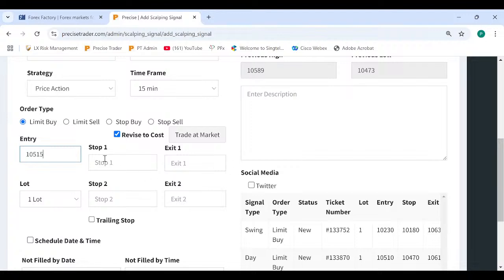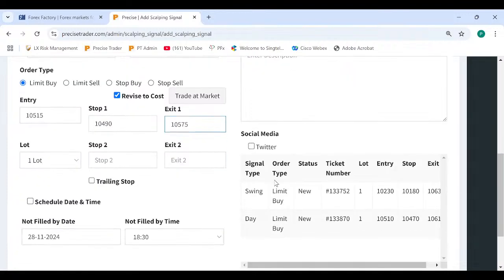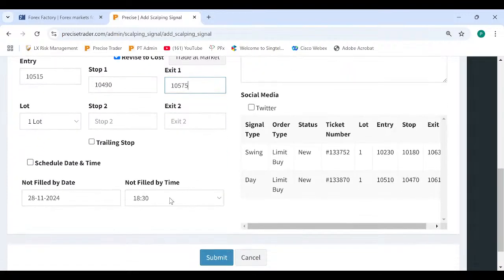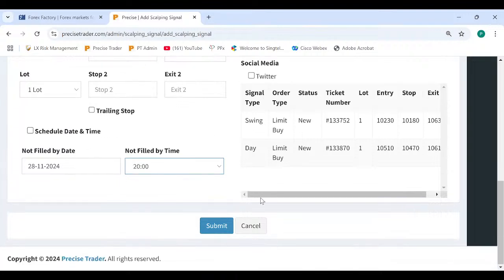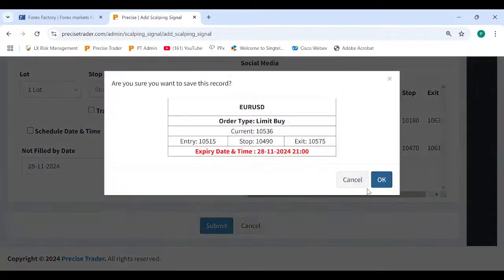Okay, maybe we'll put it as 15 because we want to be in the trade. And this one, the stop, we will put it as 104.90. And this trade we would exit before 90. So this is a scalping trade, and we will give expiry for another 2.5 to 3 hours, since there is no data out, we can slightly give longer.